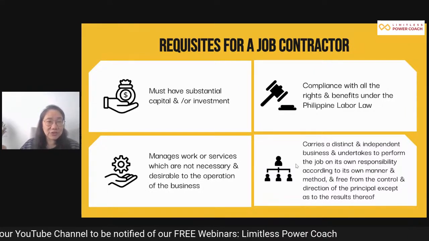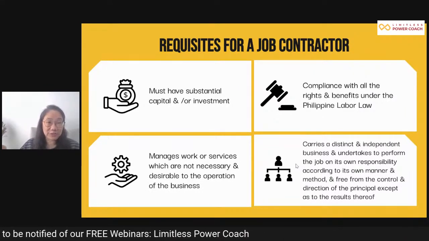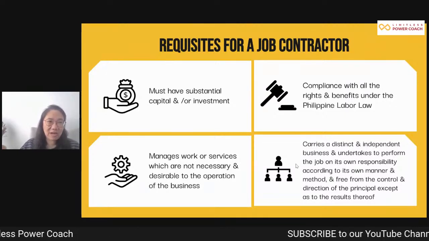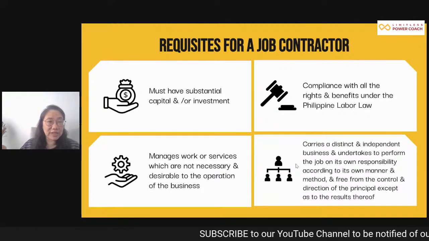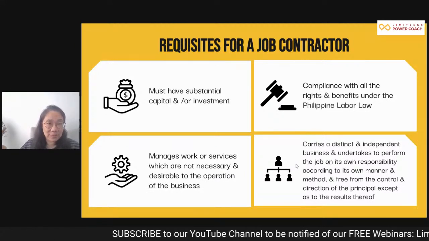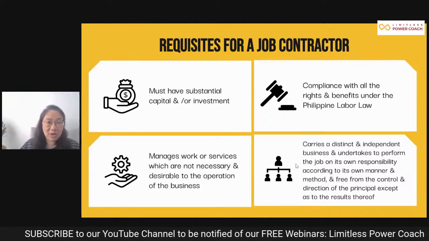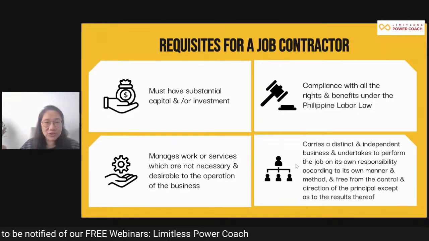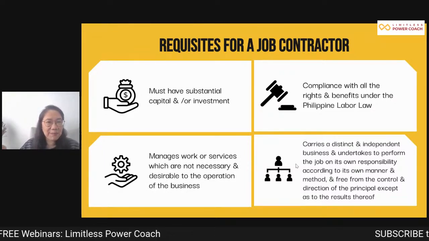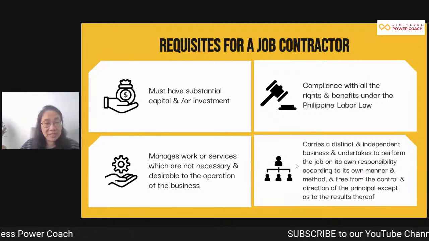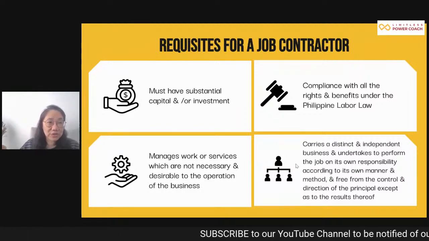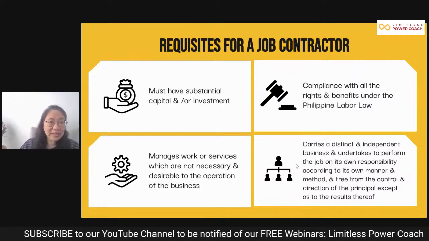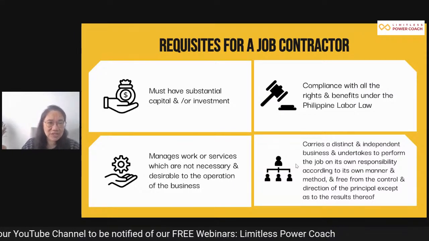Of course, the contractor is the one who manages the work or the service. They are the ones giving direction on how work will be carried out. While the standard of performance or quality is prescribed by the principal, how it would be carried out is up to the contractor. The contractor also must carry a distinct and independent business. How it's being carried out, and the tools and trades to be used, are managed by the job contractor.